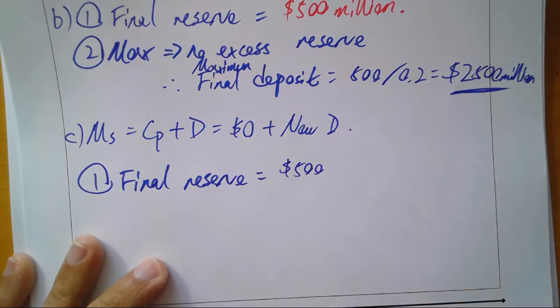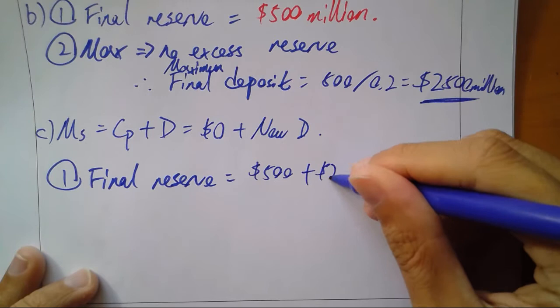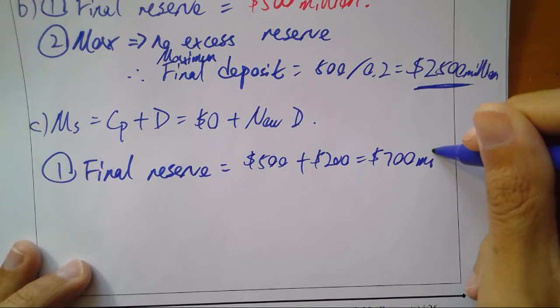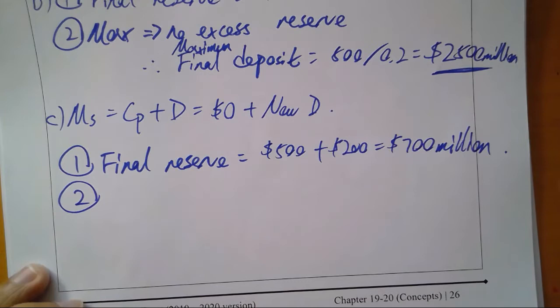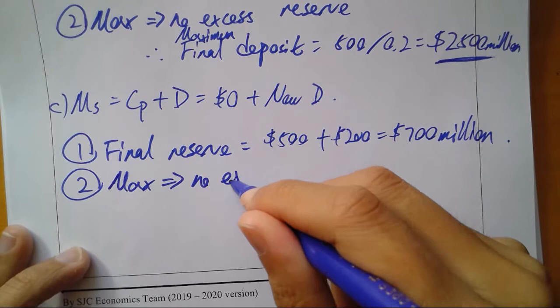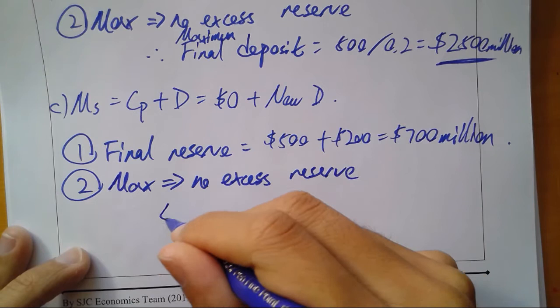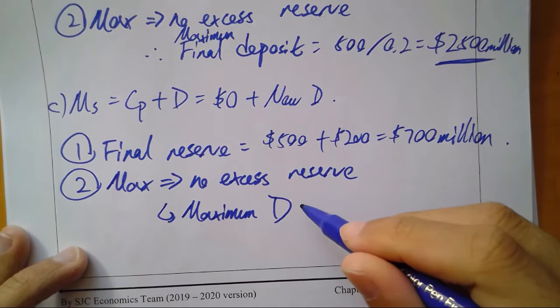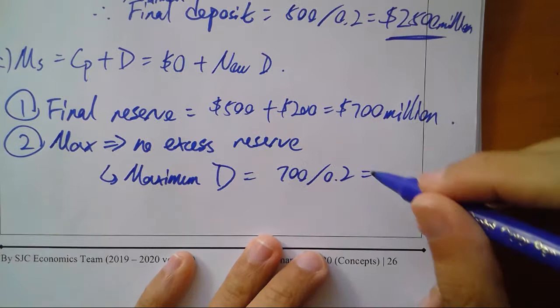Now, the central bank injects 200. We will have 700 million as reserve. Now, step number two. Since we are doing maximum, there is no excess reserve. Therefore, our maximum deposit would be 700 divided by 0.2, and that should give us 3500 million.